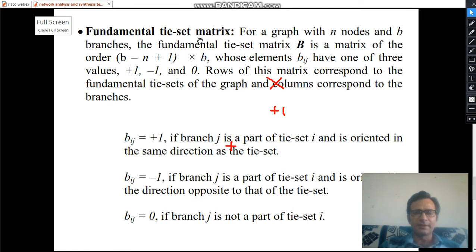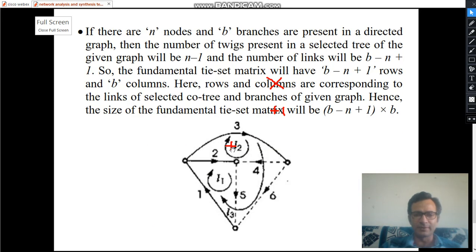Then fundamental tie-set matrix. Tie-set means loop. A loop is formed when we consider any link along with twigs. Then a loop will be formed. For example, if we consider this tree, in case of a tree there is no closed path. So if I consider this particular link along with this tree, then a closed path will be formed.